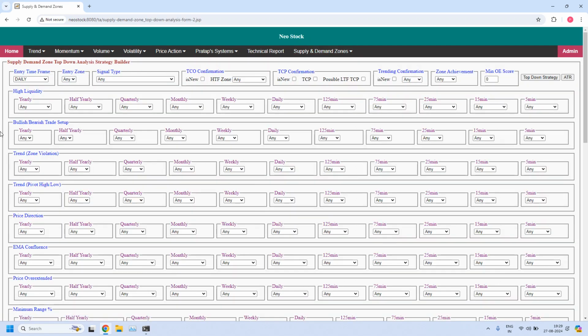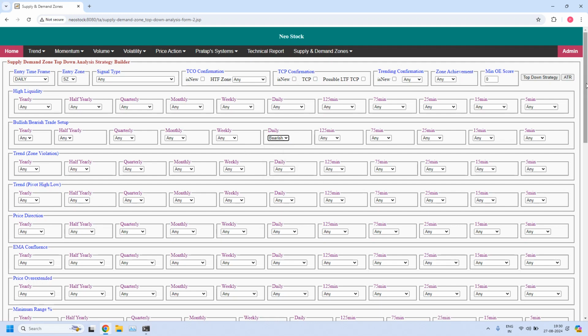Next, bearish trade setup for monthly income trade. So entry time frame is daily, entry zone is a demand zone, and bullish or bearish trade setup in monthly time frame, in daily time frame, that is entry time frame, I am selecting bullish. Sorry, I made a mistake. Let me repeat again. We are going to generate a bearish trade setup for monthly income trade. So entry time frame is daily, entry zone is supply zone, and in bullish bearish trade setup daily time frame I am selecting bearish.